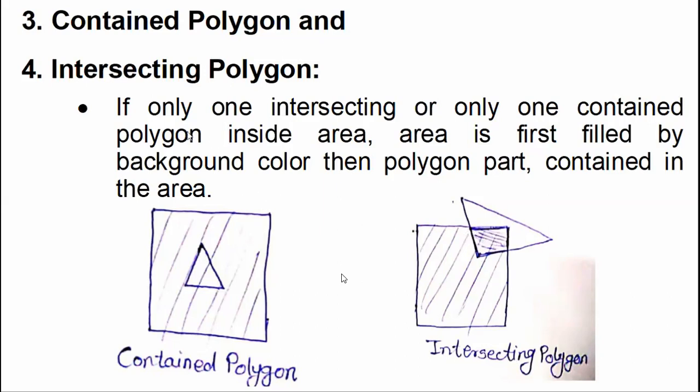So in that case, what happens here? If only one intersecting or only one contained polygon is inside the area, then the area is first filled by the background color, then the polygon part contained in the area. So this part will first be filled in by the background color, and suppose this triangle is blue color. So I will fill this triangle with blue color. Again, the same is here. This whole area will be filled in with the background color, and only this much shaded part will be colored with, suppose it is pink color, this triangle here. So I will fill pink color over this portion.